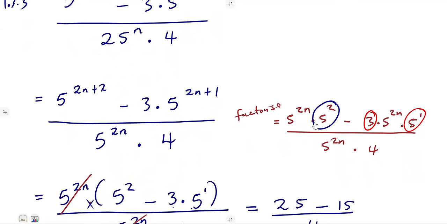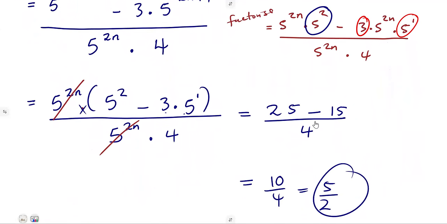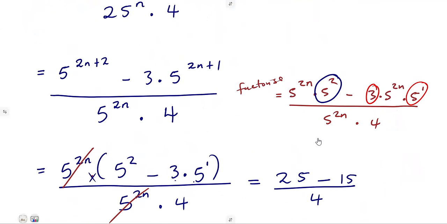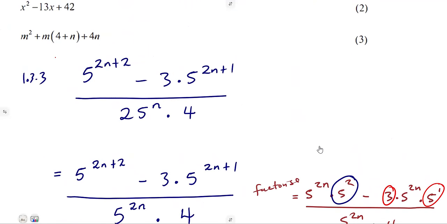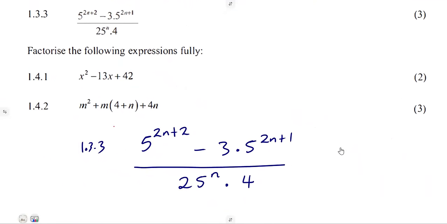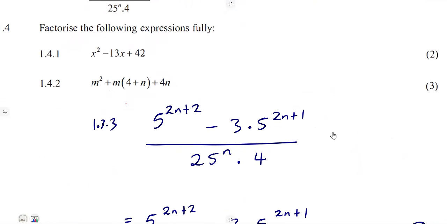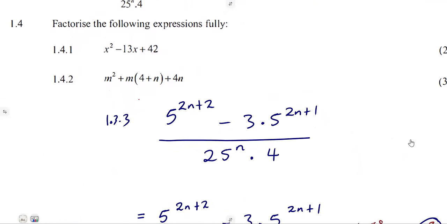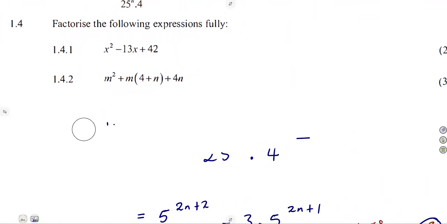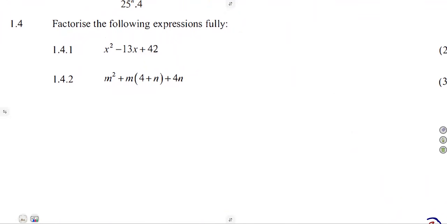You just need more revision on these typical questions. All right, so let's check another part. What are we given? That's 1.4. Factorize the following expressions fully. All right, we must factorize fully. 1.4.1, we are given x squared minus 13x plus 42.